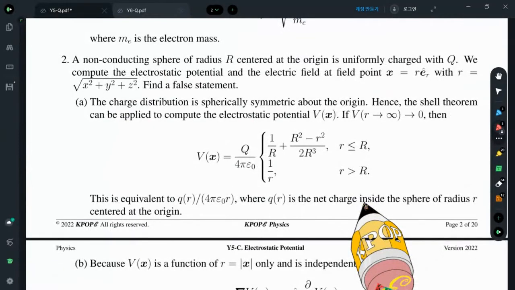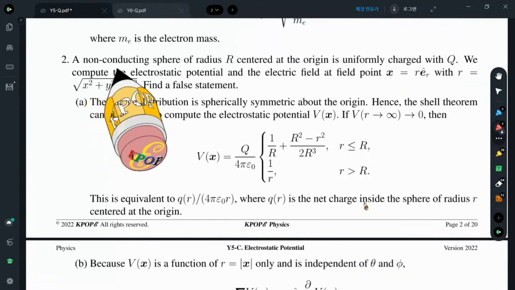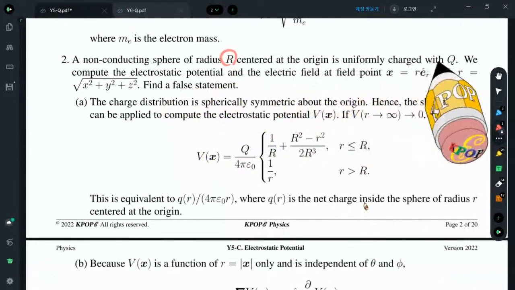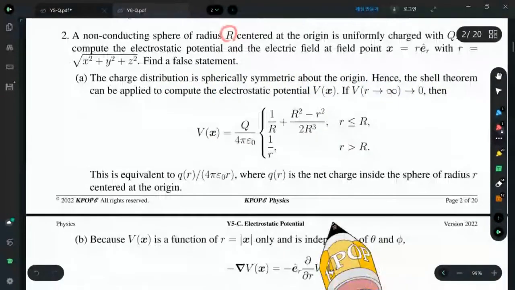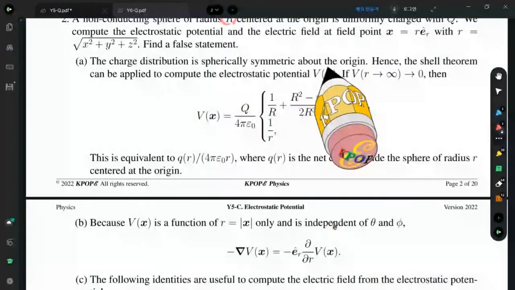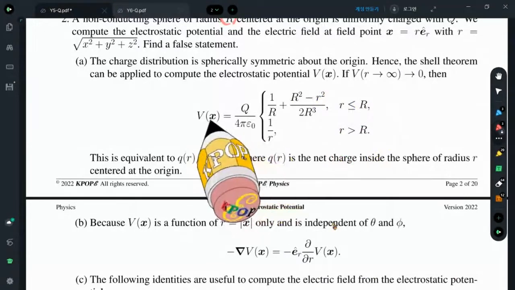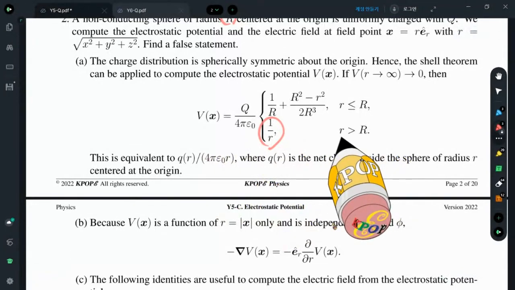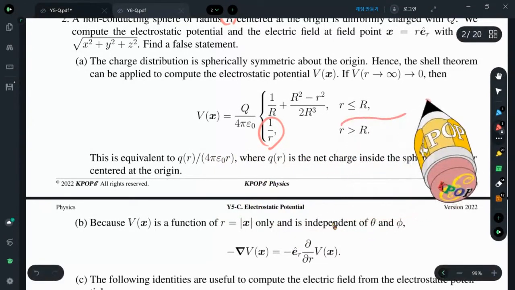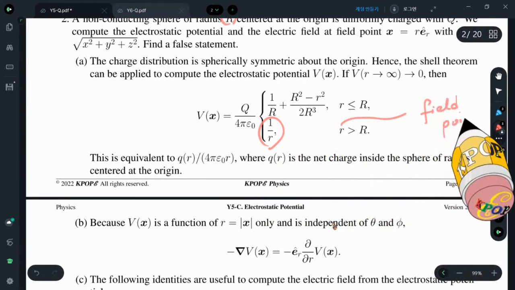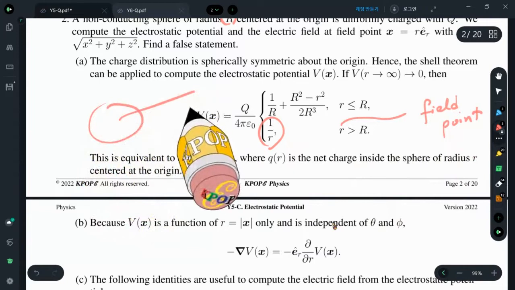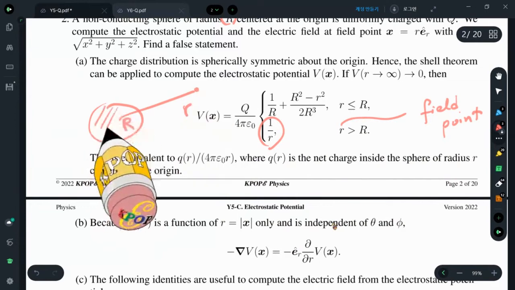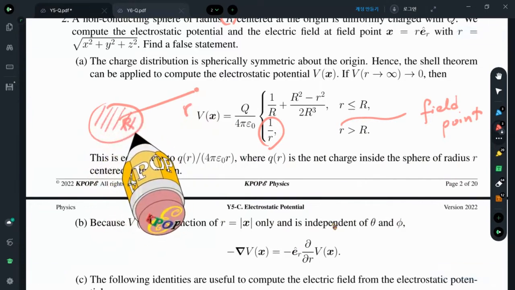This is an application of the shell theorem. We consider a non-conducting sphere of radius R centered at the origin, with uniform charge distribution, so we can apply the shell theorem. The sphere is spherically symmetric. Here, the small r is the distance from the origin to the field point. If small r is greater than the radius, we don't have to worry about the detailed distribution.